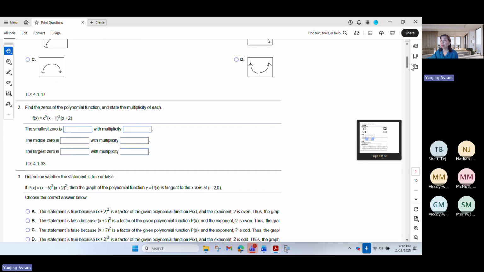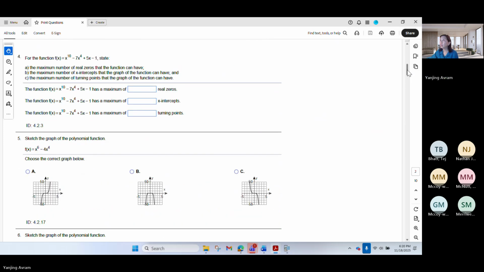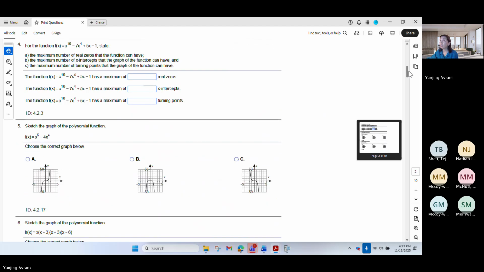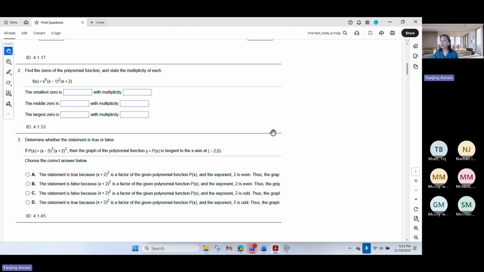Any question about the second one? All right, so multiplicity basically is the power of each factor. All right, let's look at number 3. Determine whether the statement is true or false. Okay, and then you need to know why.